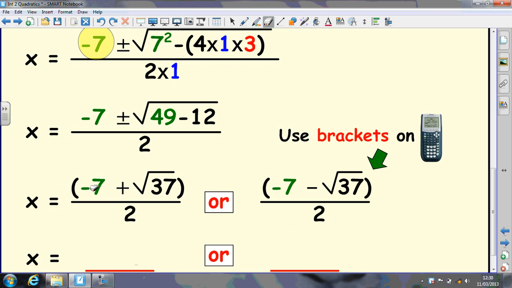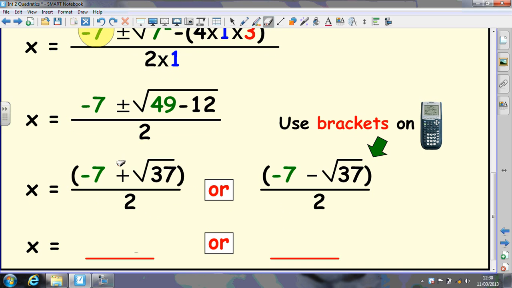Whatever you do, don't type the top line without the brackets, just divide by 2 at the end and hit equals. It will give you the wrong answer. It will only divide the root 37 by 2 and not the negative 7 at the front. So if you type this in accurately with the brackets or hit equals after the top line and divide by 2, you will get negative 0.459, and if you do the other correctly, you will get negative 6.541, and that's worth 4 marks.